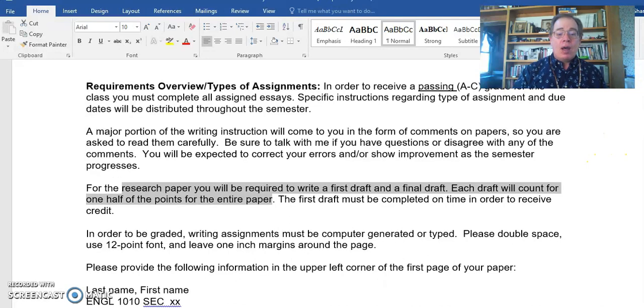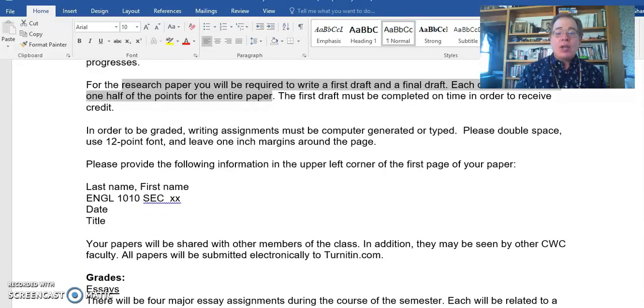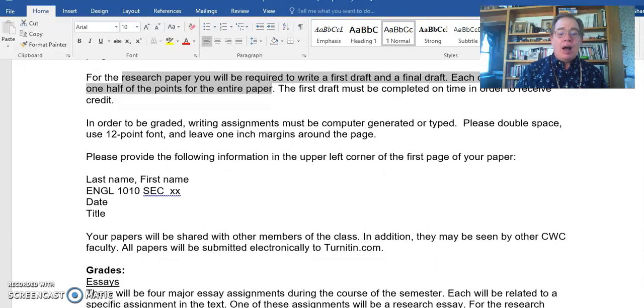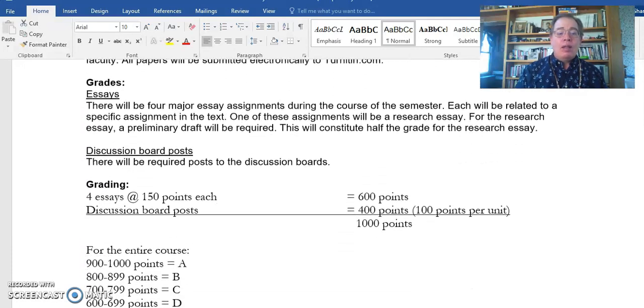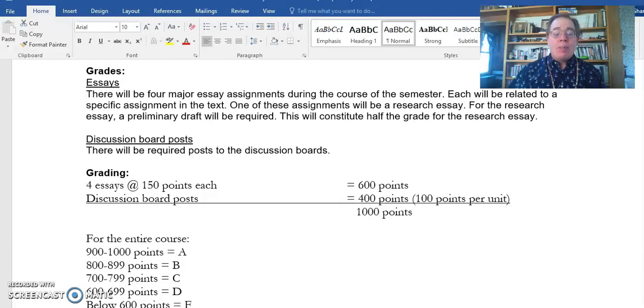I'm going to move on down a little bit. Of course, our papers have to be computer generated. Grades. There will be 4 major essay assignments during the course of the semester. Each will be related to a specific assignment in the text. They're related to specific chapters in the text. For example, our first one is called Remembering an Event. And the whole chapter in our book is devoted to helping you understand what writing a Remembering an Event essay will consist of.